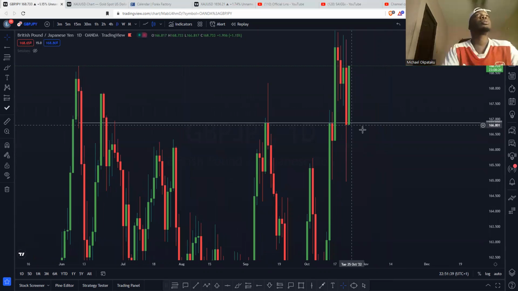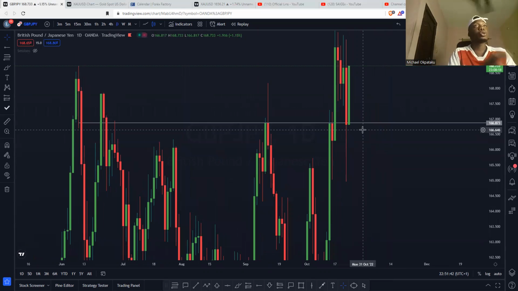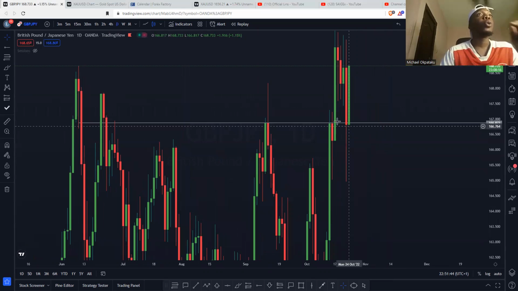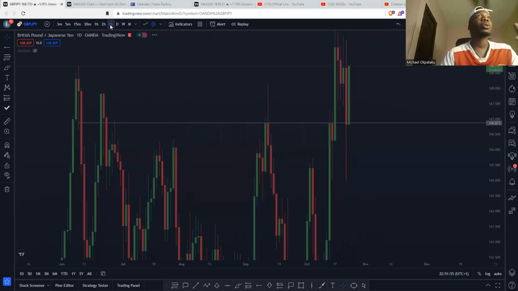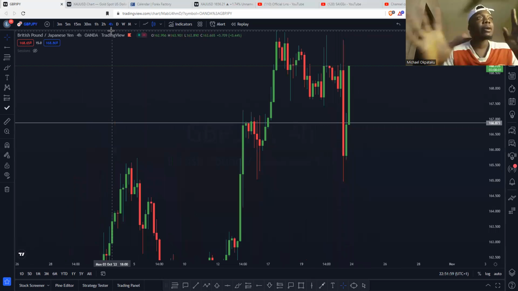So the possibility of us getting a sell position today might be high, but the only way I'm getting into a sell in this market is if price breaks below this resistance level. Let's work our way to a much lower time frame, and let's see how we can possibly get into perfect entries.